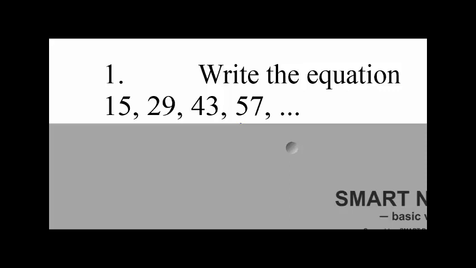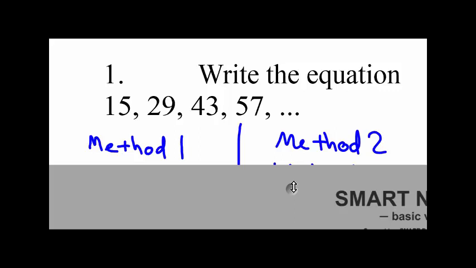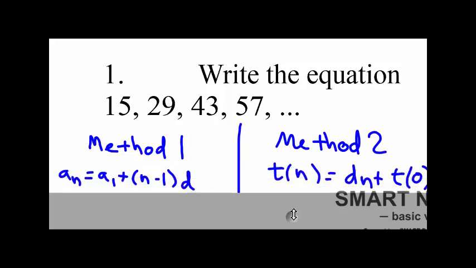Alright, so with this one, there's two different ways of doing it. Remember we talked about the two different formulas. So I'm going to go through the first method, using this formula right here. Notice our first term is 15. And our common difference, well, what are we adding by to get from one term to the next? And you would say 14, Mr. Grossman. So 14 would be our common difference.